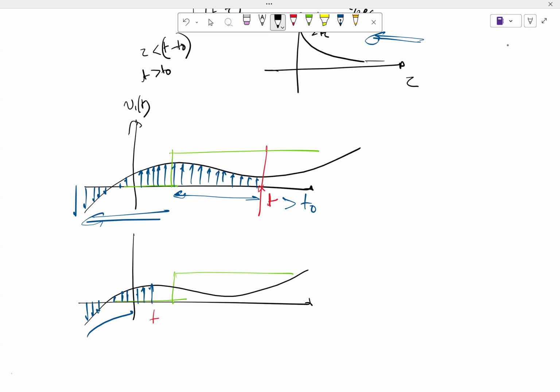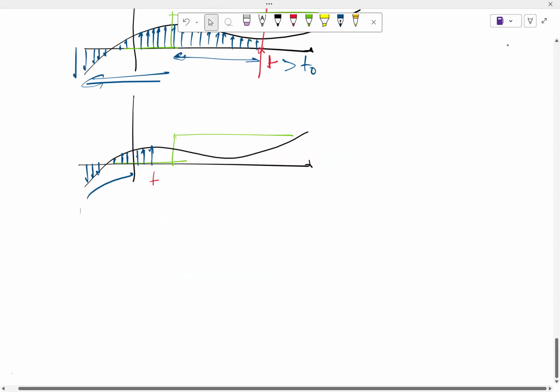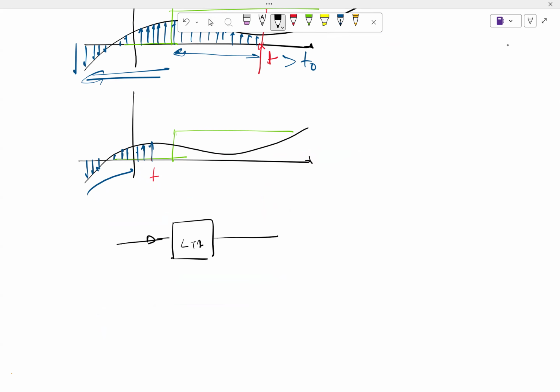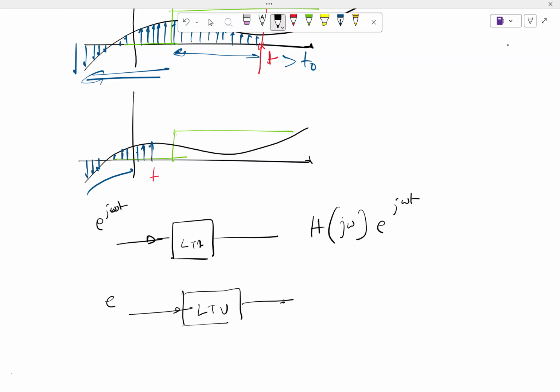Remember that? Okay. So similarly, for an LTV system also, we need to find out what the response is when an input is e power j omega t. Just like in an LTI system, when I applied e power j omega t, I got h of j omega times e to the j omega t. In an LTV system, when I apply e power j omega t, I'm going to get something. What is that something? That I'll be more interested in.